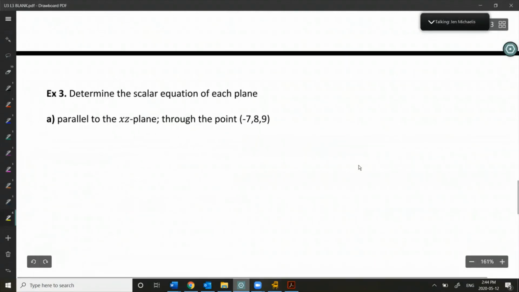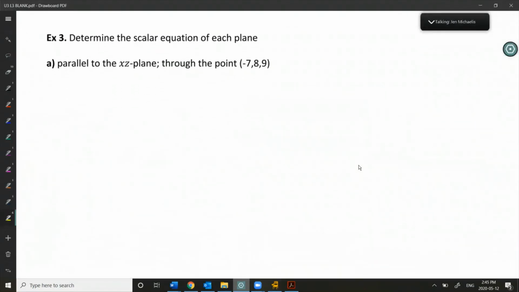All right, let's try another example here. We're going to determine the scalar equation of a couple planes. So we want something parallel to the xz plane and through the point -7, 8, 9.